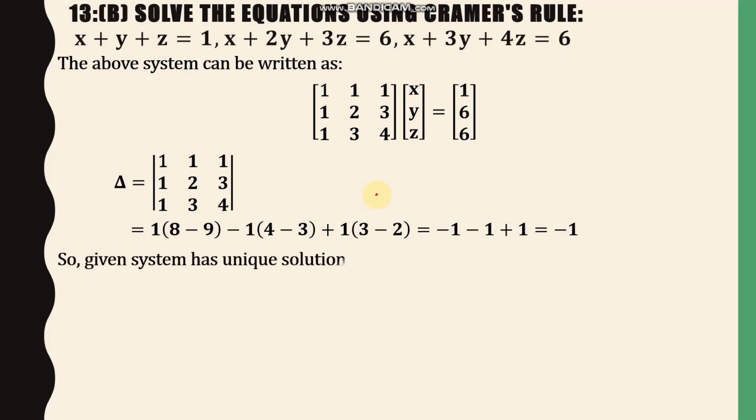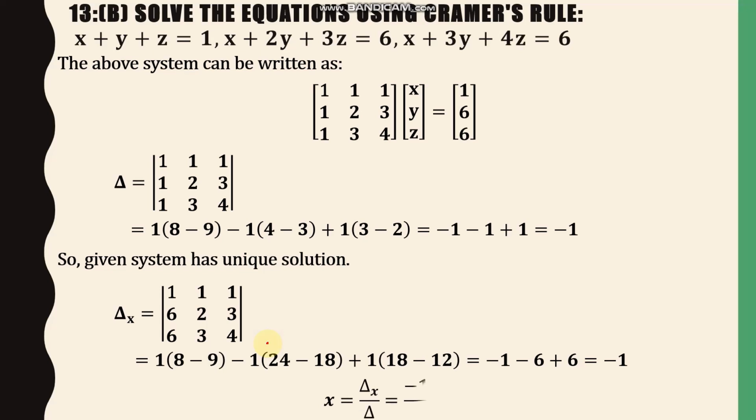Now find out delta x. Okay, delta x, you know how to find out. Replace the first column in this determinant by the right hand side, by 166. Find out this determinant. It will come out to be minus 1. So the value of x is delta x upon delta. So x is coming out to be 1.